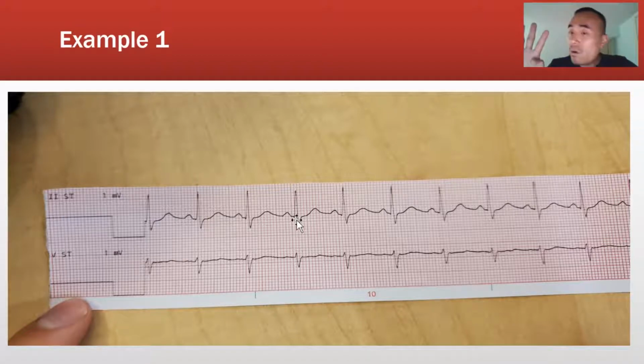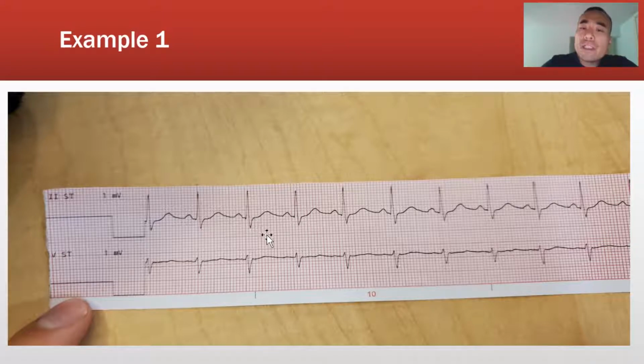Now 4 is equal to 0.16 seconds, right? Which falls within our criteria, which is it has to be between 0.12 to 0.20, right? So then this also falls within our criteria of normal sinus rhythm.